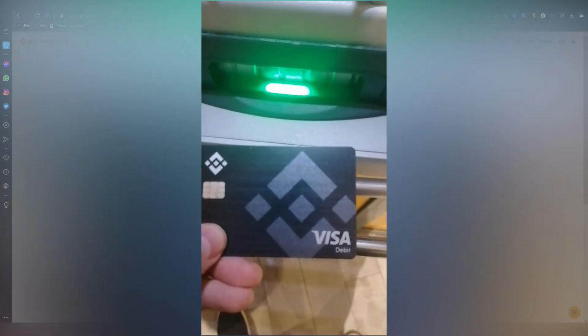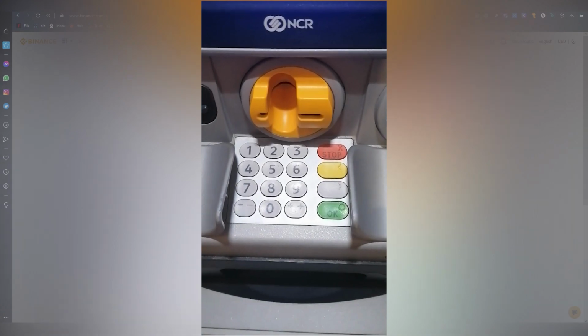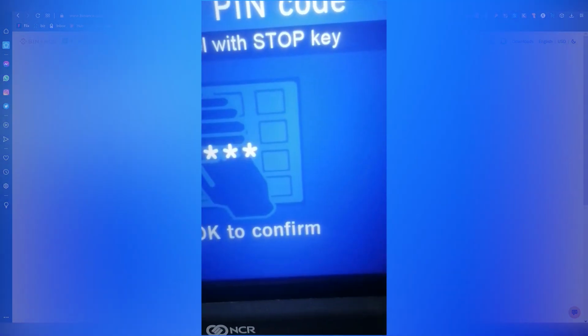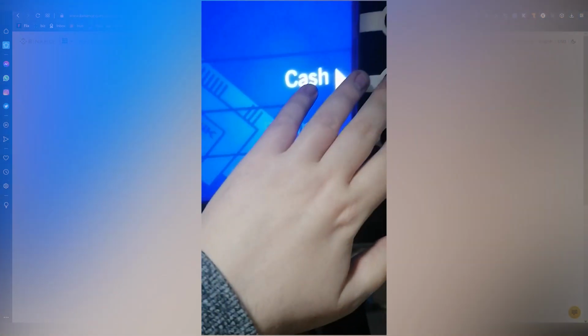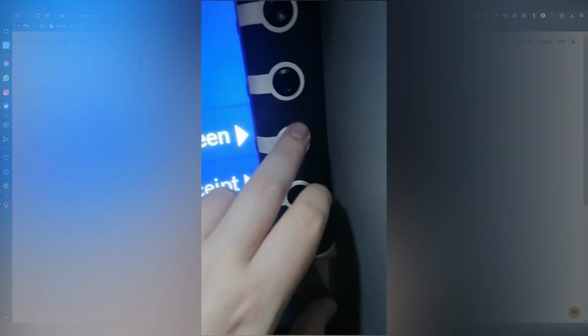Now here's a couple of videos of me showing how to withdraw from an ATM. The ATM has a certain type of limits. I remember it being like 200 euros per day that you can withdraw from the actual card. And you can use this on any normal ATM.